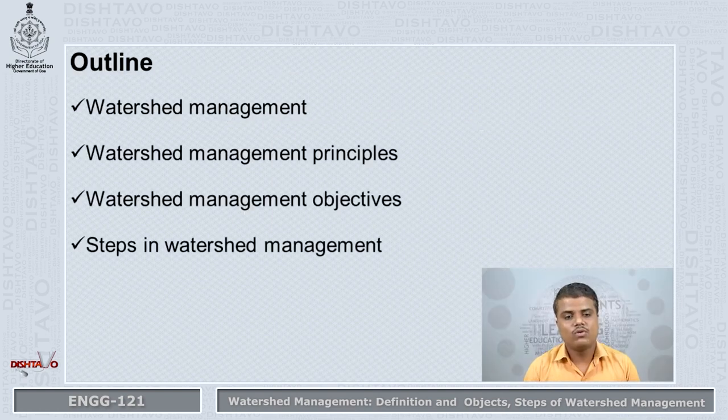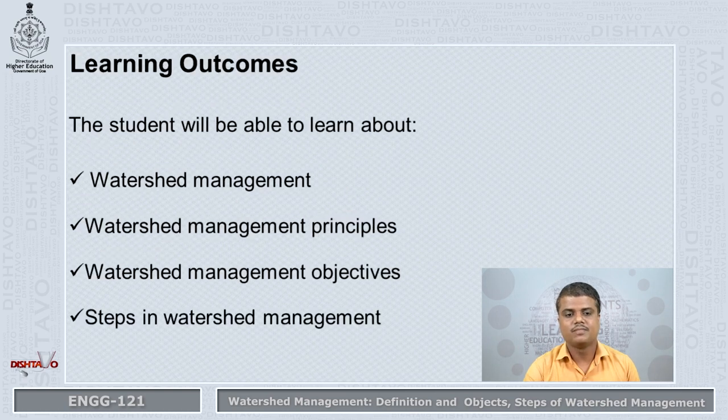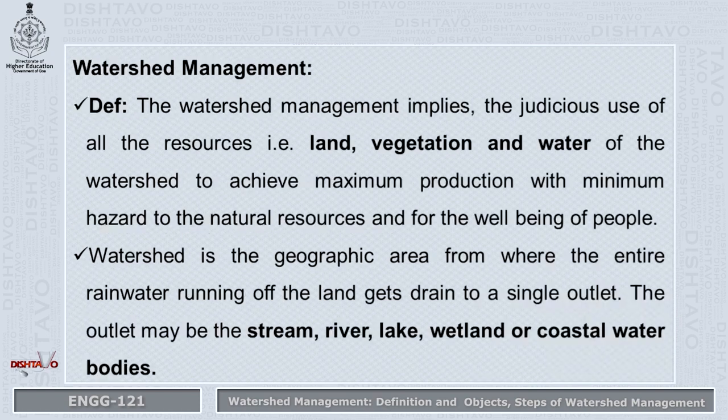The outline of this module is Watershed Management Principles, Watershed Management Objectives, and Steps in Watershed Management. At the end of this module, students will be able to learn about watershed management, that is the concept of watershed management, then watershed management principles, watershed management objectives, and different steps in management of watershed.